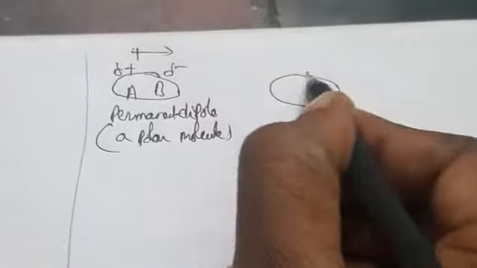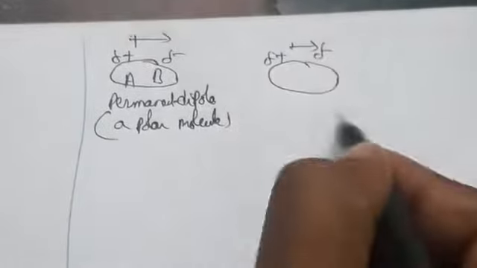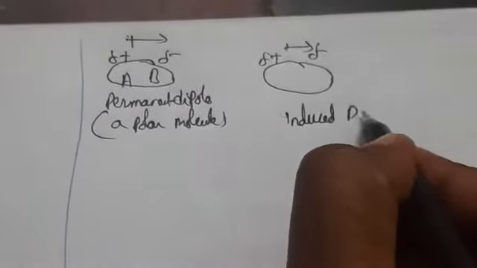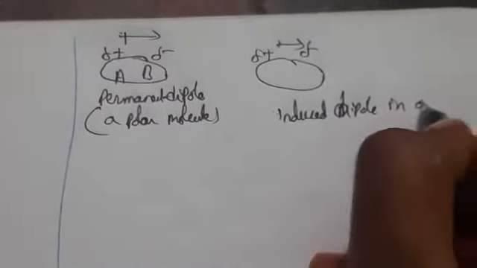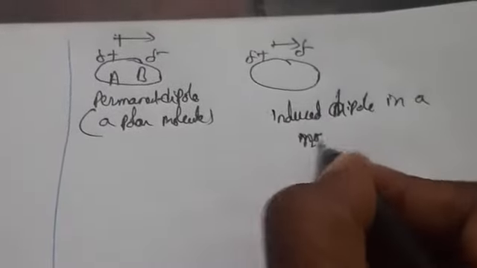Coming to here, inducing means it is giving charge to this neutral molecule. So this also gets partially positive, partially negative. That one we call an induced dipole in a non-polar molecule. That's why it is deforming the electron cloud. This is the meaning of the deformation.